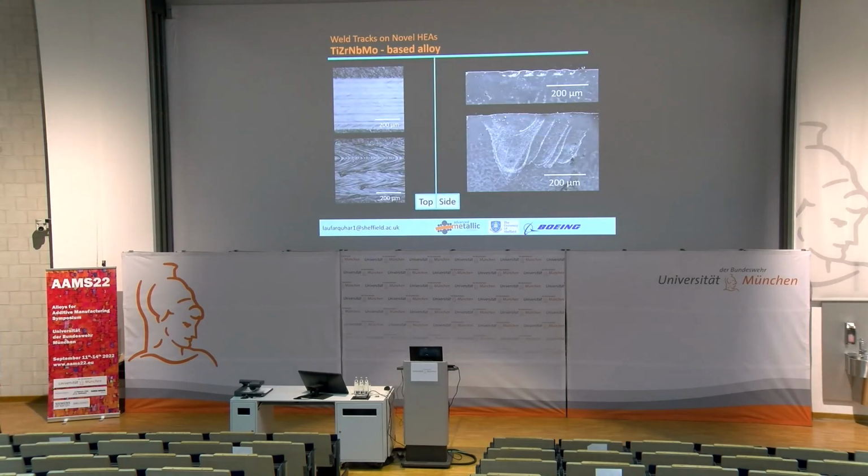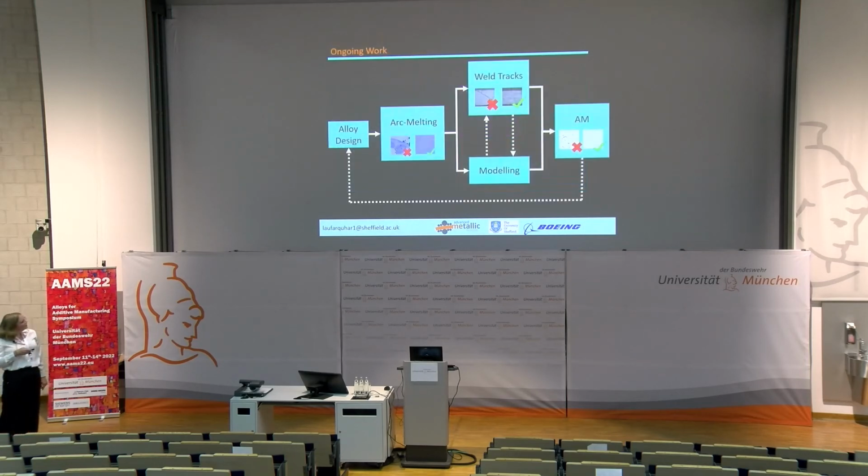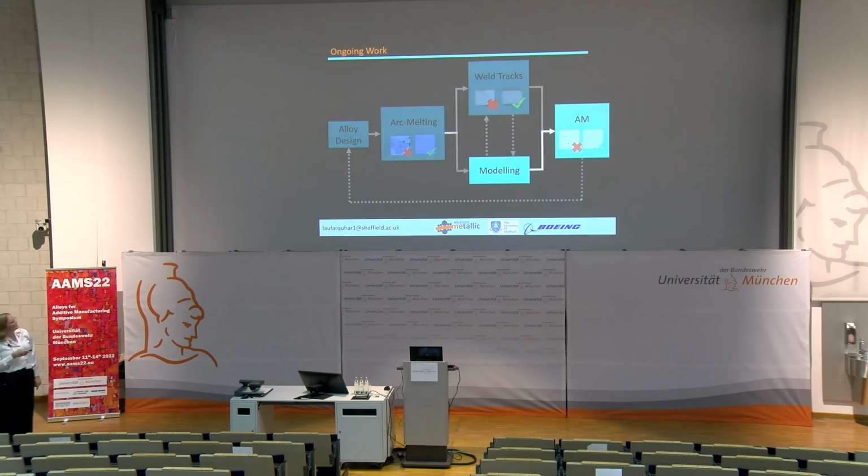Much the same story with this alloy, which has zirconium instead of vanadium. And we had to etch this alloy also to be able to see the weld tracks. And the microstructure was pretty homogeneous in both the arc-melted sample and the weld. So this is our flow diagram. We have two pretty optimistic alloys. And our ongoing work is now involving the modelling and the AM.